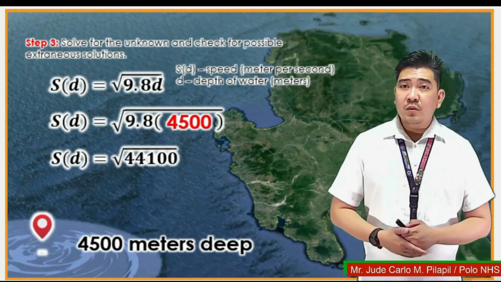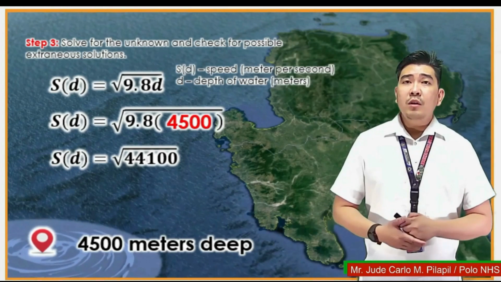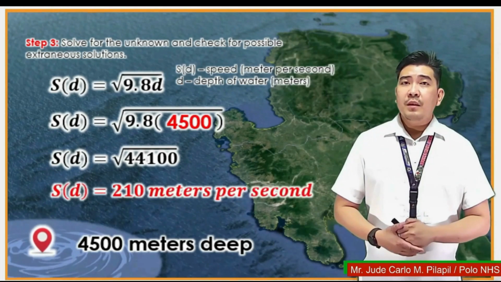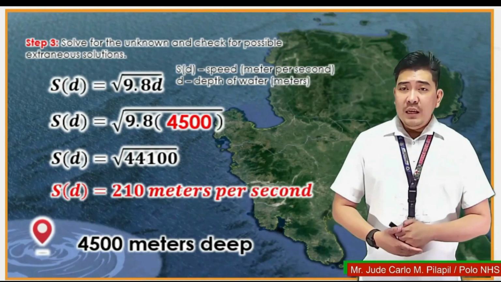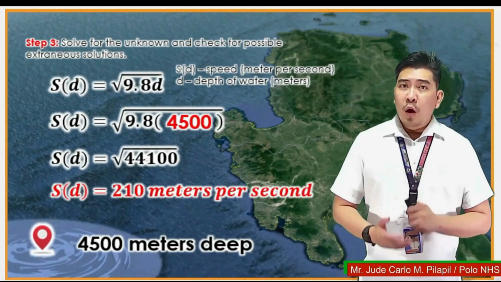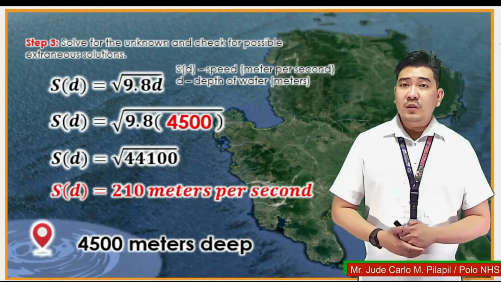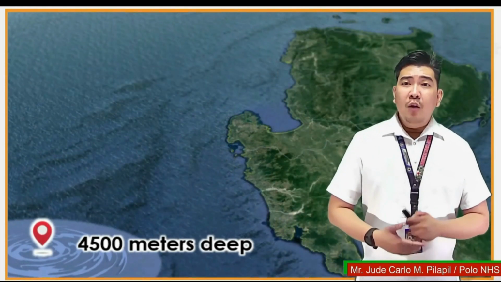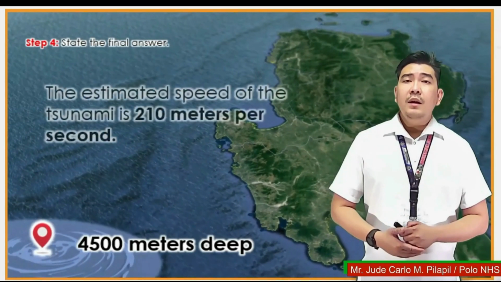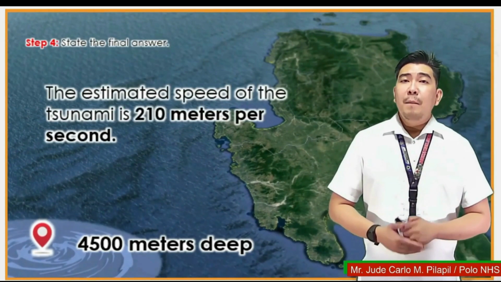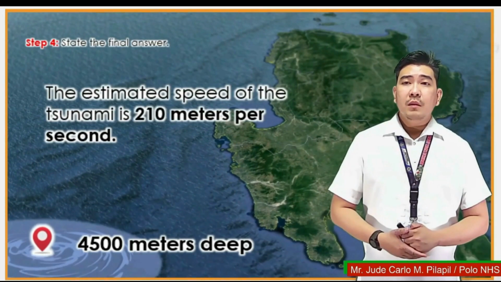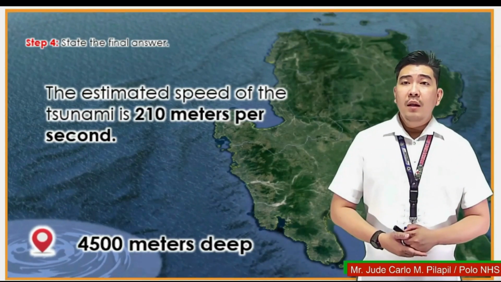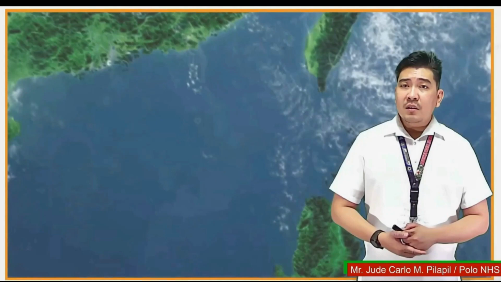44,100 is a perfect square. The square root of 44,100 is 210. Thus, S of D is equal to 210 meters per second. So the estimated speed of the tsunami is 210 meters per second. After knowing and solving the speed of the tsunami, let us answer the second question.